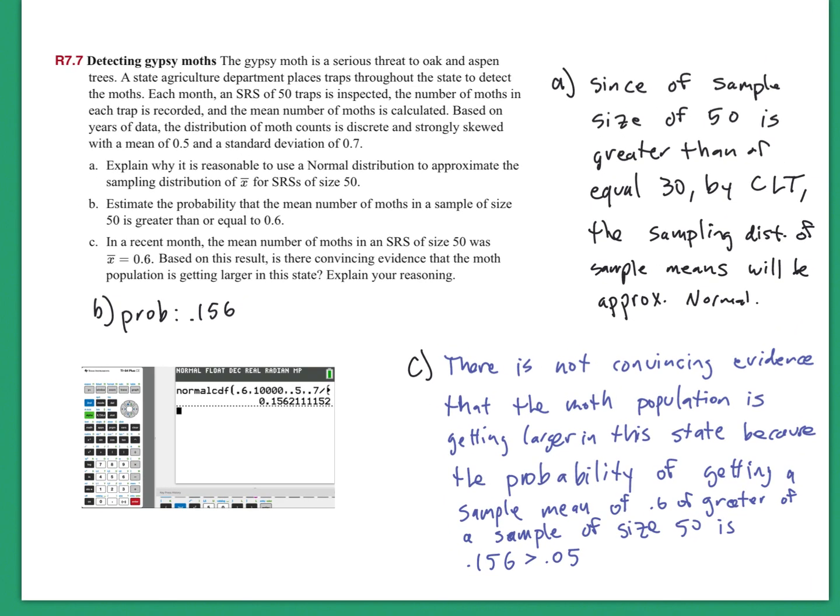So that's it. Bigger than 0.05, not convincing evidence against the claim. Less than 0.05, there is convincing evidence against the claim.